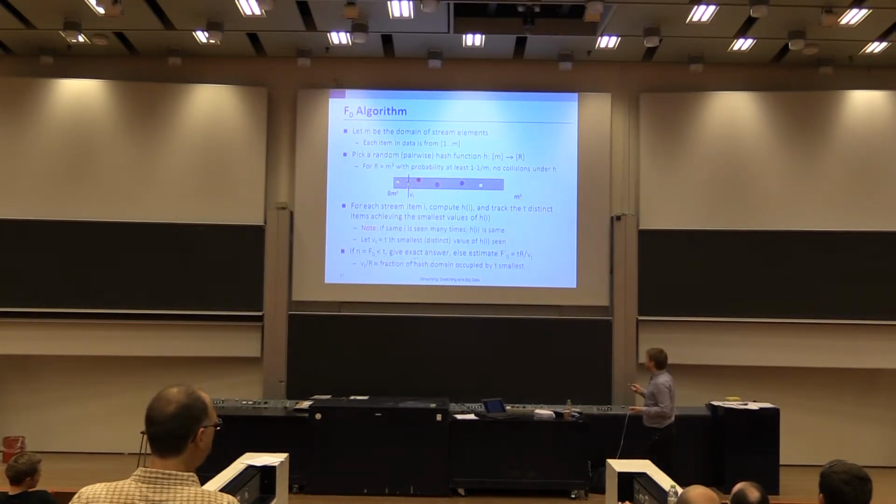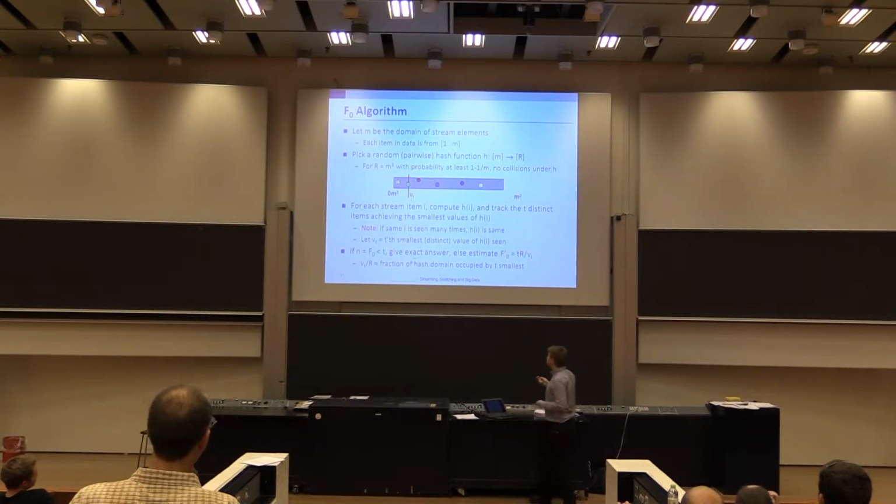Then I should expect a uniform fraction. I should expect the k elements with the smallest hash values to achieve a roughly k over m fraction of the domain when I hash them. So this Vt should be roughly a k over m fraction of this range. If things are uniform, that's exactly what I get.